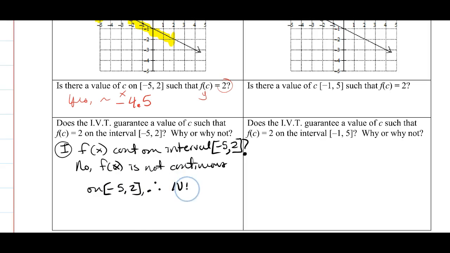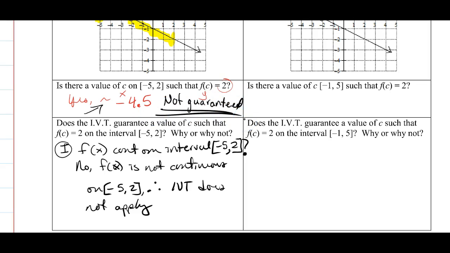Therefore, IVT does not apply, and this value, even though it exists, it is not guaranteed by the IVT. It is not guaranteed. No guarantee, no money back guarantee.